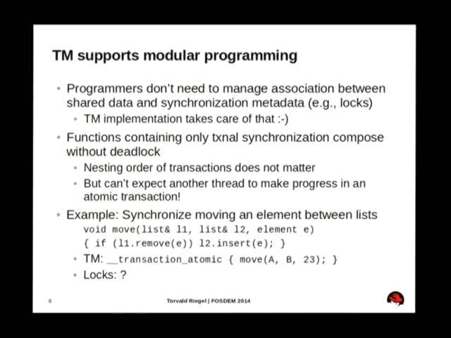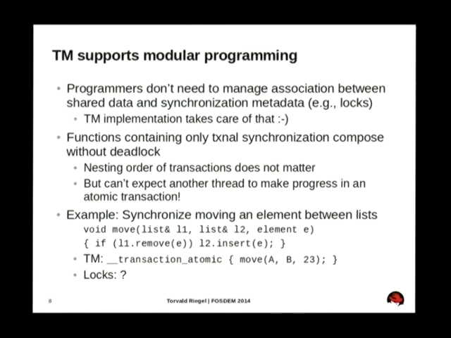At the bottom, I'm giving you an example for that, comparing transactional memory to locks. The example is that we want to move one element from one list to another. I have this very small, neat, generic function here, where I remove from one list and insert into the other. Making that thread safe with an atomic transaction is easy. You just put in an atomic transaction and say move AB element 23. If you try to do this with locks, it becomes difficult.